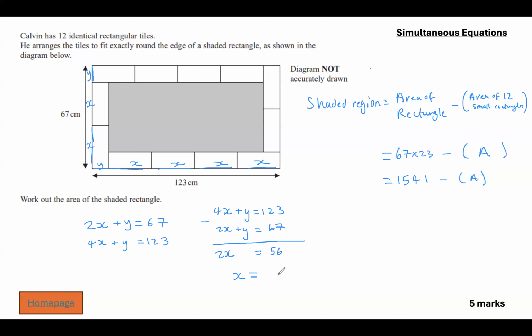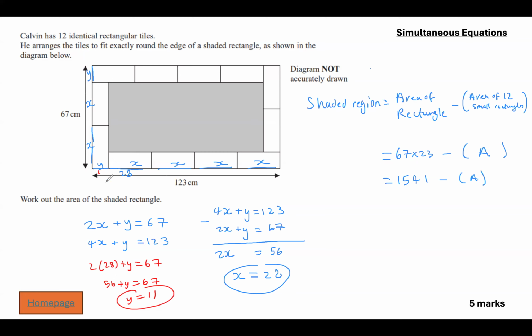And since we have the same amount of y's in both equations, we don't need to scale up or down. We simply need to subtract. So 4x take away 2x is 2x, y minus y is 0, and 123 minus 67 is 56. So x is equal to 28. So we know the width of one rectangle. Now we also need to find y. So I have 2 times 28 plus y is 67. So 2 times 28 is 56. So y must be 11.